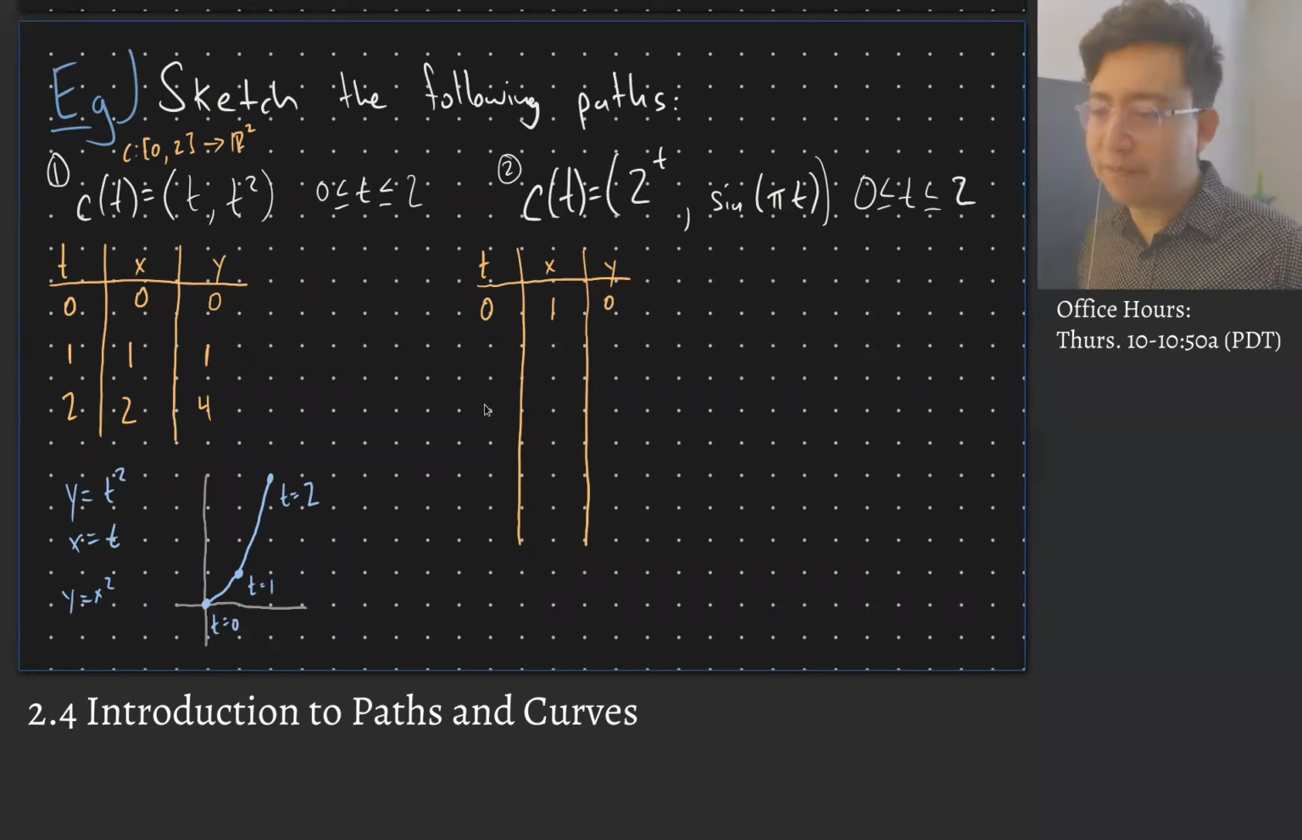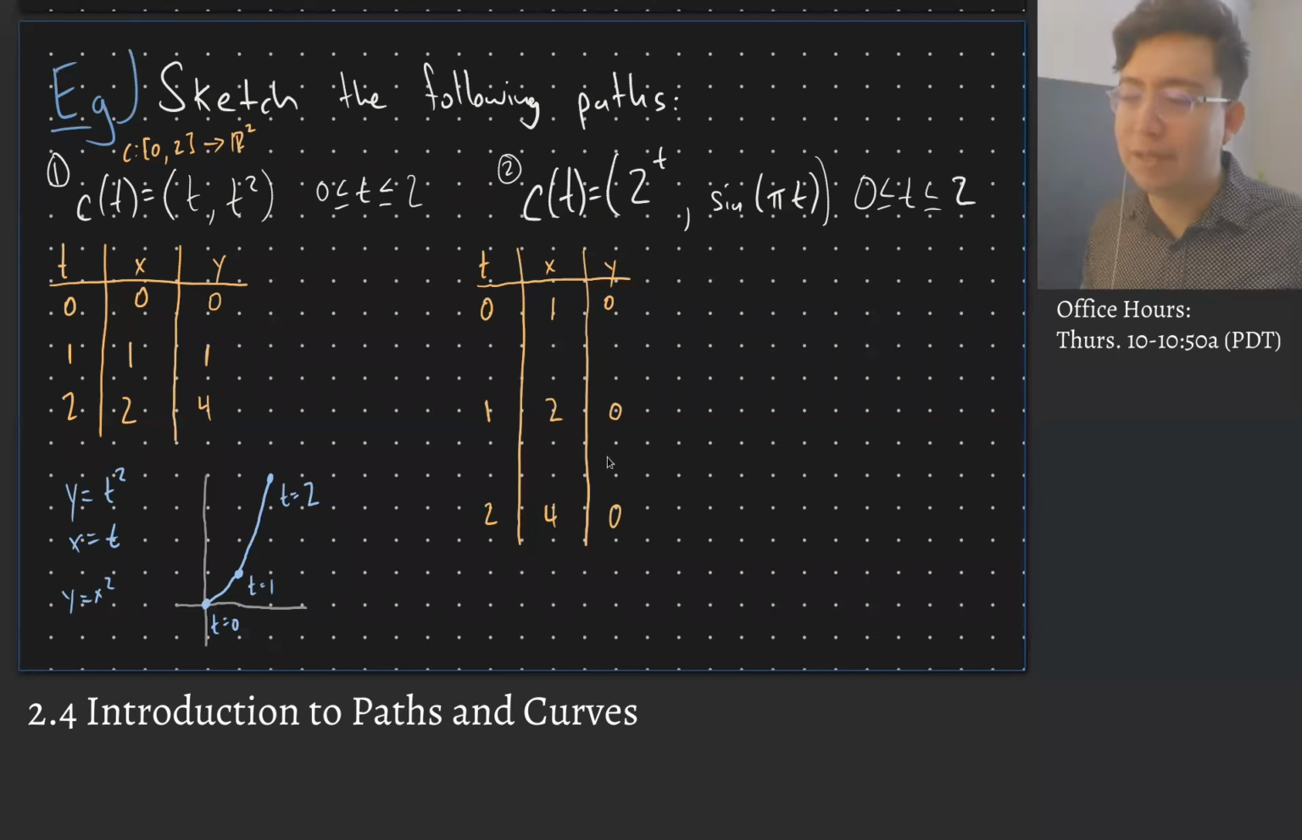Now I'm going to leave myself some space because I have a feeling I'm going to have to come back. And I'm going to go to t equals 1. If I plug in t equals 1, my x value is 2 to the 1, which is 2. And my y value is sine of pi, which is, again, 0. And then we plug in t equals 2, and then we get 4, and then again we get 0.